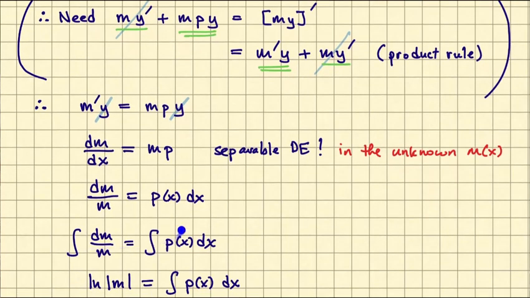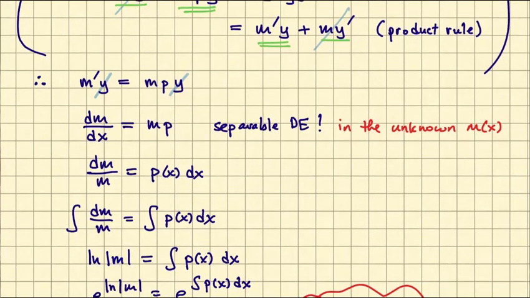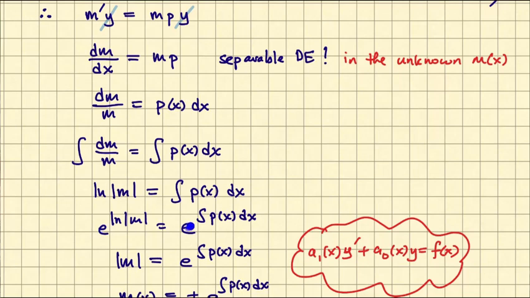If we anti-differentiate both sides, the integral here is the ln of the absolute value of m. The integral here, I don't know what p is. It's known, but it's known abstractly. In a concrete example, I would know p, but I can't really say what the antiderivative is right now. It's just the antiderivative of p of x, so we'll leave it like that. And we want to solve for m, so I'll hit both sides with a base e exponential. e to the ln of the absolute value of m is just the absolute value of m. And here we just have e to the integral of p of x dx.